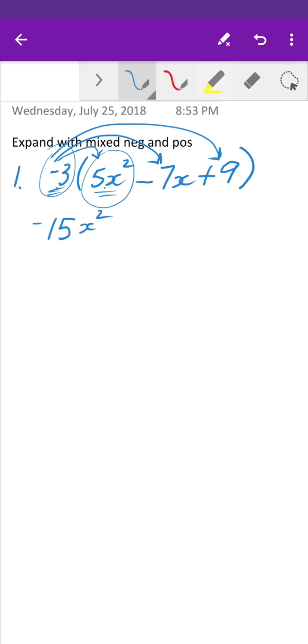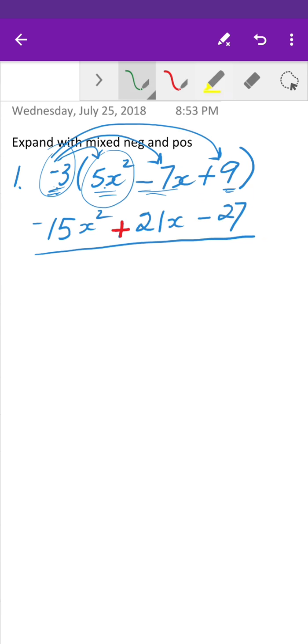Now we've got a negative 3 times a negative 7, and a negative times a negative is a positive, and this is the tricky one here that is often not managed correctly. 3 7s are 21, so negative 3 times negative 7x is positive 21x. And finally, a negative 3 times a positive 9 is a negative 3 9s are 27. And there we have expanding when there's mixed negatives and positives.